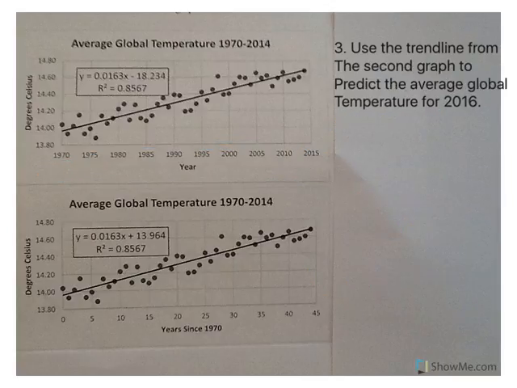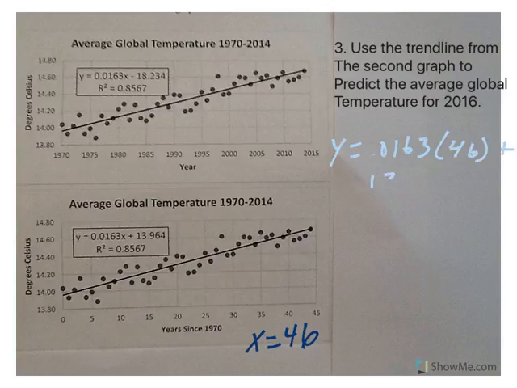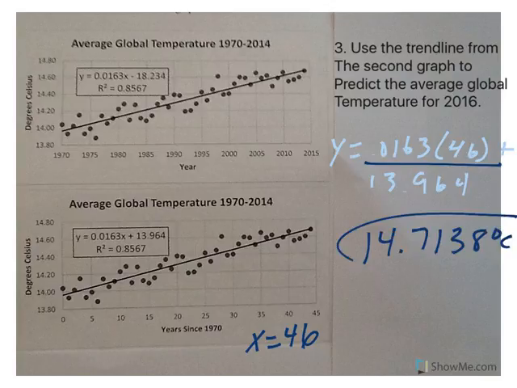Number 3, use the second trend line. Well, down here, we're going to use x is 46. So when I plug that in, I've got y equals 0.0163 times 46 plus 13.964. Now we multiply first, then we add the 13.964, and I end up with 14.7138 degrees Celsius.